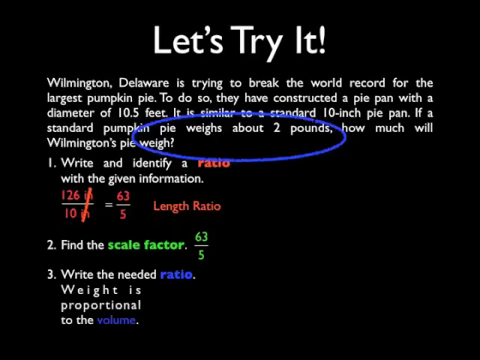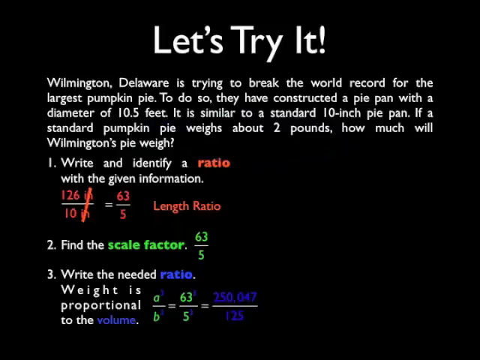So let's turn that scale factor into a volume ratio by cubing both the top and the bottom. This is going to get big. 63 cubed happens to be 250,047. And 5 cubed is 125. Fortunately, we have calculators to do step 4. We're going to write a proportion and solve.